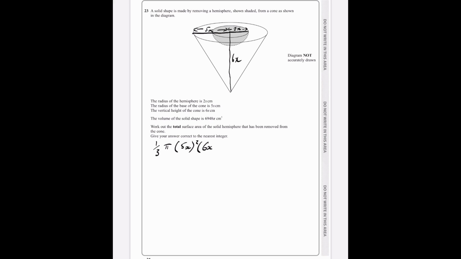So 1/3 pi r squared h, where r is 5x and h is 6x. Then we subtract the volume of the hemisphere. Well, sphere is 4/3 pi r cubed, so I'll use 2/3 pi r cubed for the hemisphere, and it tells us in the question that's equal to 6948 pi. Bit of simplifying. Remember to square the 5 as well and to cube the 2 when you're doing this. You can see what it comes out to, simplifying both the expressions.